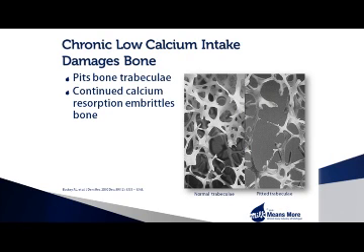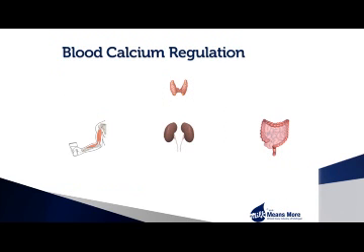Chronic low calcium intake weakens bone as calcium is pulled from bone. Trabecular pits get larger and closer together, and bone grows brittle and weak. The left photo shows normal bone. The right shows how large these pits can become. Because calcium has many roles in the body, it is tightly regulated.